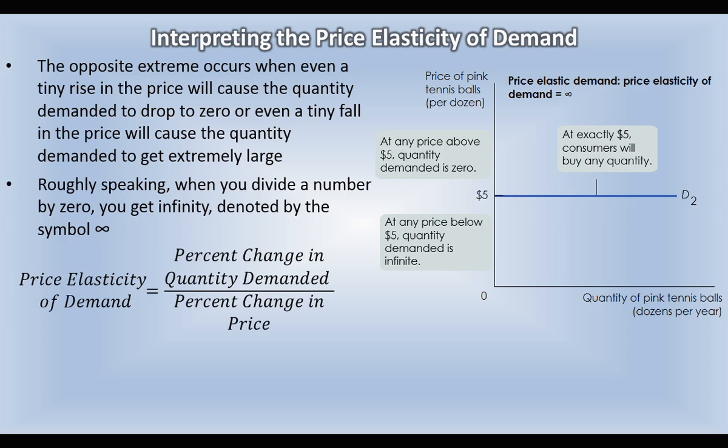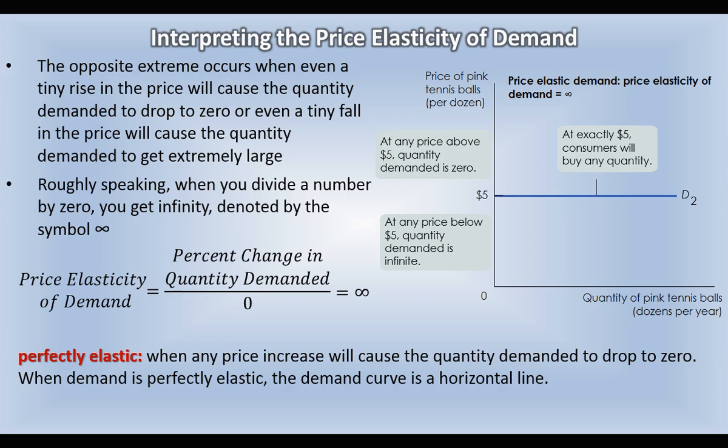And so what essentially you have for our price elasticity of demand relationship, you would have a zero in the denominator, which is not possible mathematically. So whenever you have zero in the denominator, you wind up getting an infinite result. So we say that the price elasticity of demand is infinite under this very extreme circumstance where the quantity demanded is as sensitive as it possibly can be to changes in price. And therefore, we say demand is perfectly elastic. When any price increase will cause the quantity demanded to drop to zero, the demand is perfectly elastic, and the demand curve is a horizontal line.